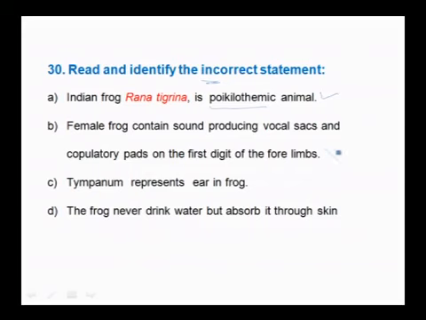This statement is wrong. Why? Because sound producing vocal sac and copulatory pads in the first digit of the forelimb is the character of male frog, not the female frog. Tympanum represents ear is correct. The frog never drinks water but absorbs water through the skin. This is also correct. The wrong statement for this question is option B. Next question.